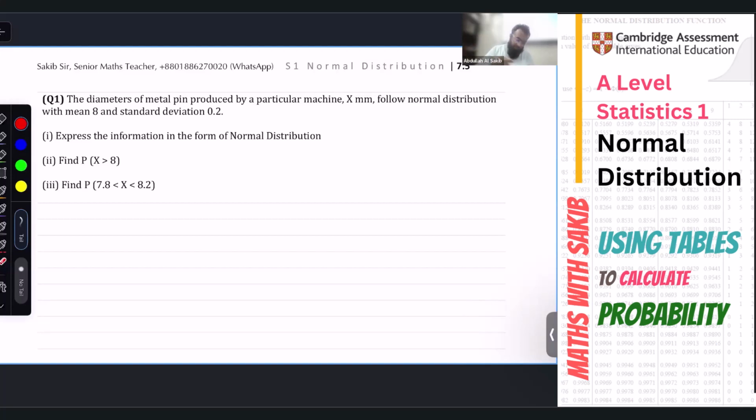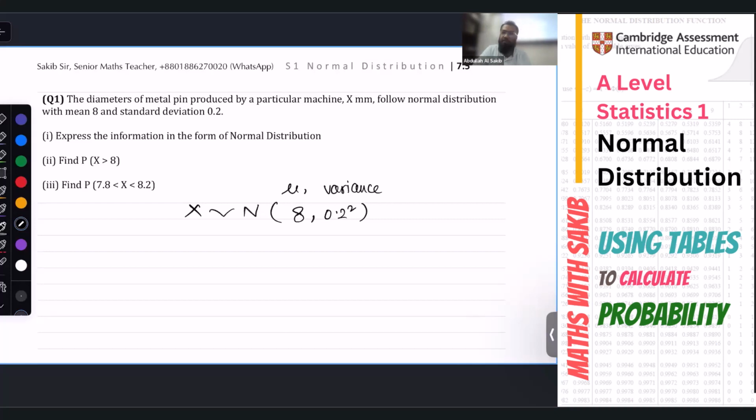It follows a normal distribution, so I will write it like this. X follows a normal distribution. Clear? Now I will write the mean and the variance. That's how it's represented. How much is the mean here? 8. And how much is the variance? It is 0.2 squared, because the standard deviation is 0.2, so the variance will be 0.2 squared. Is it clear?